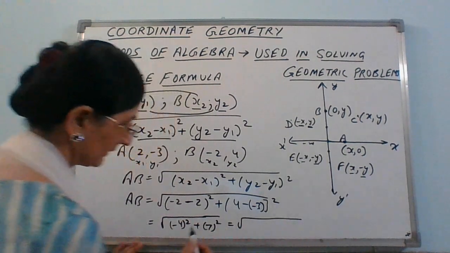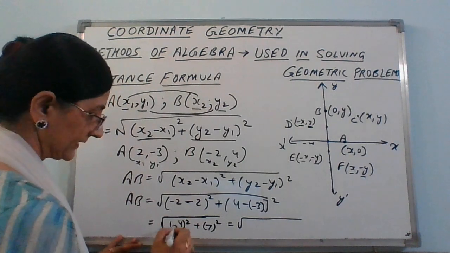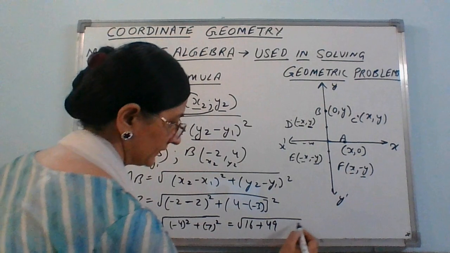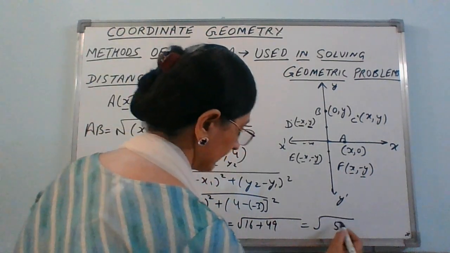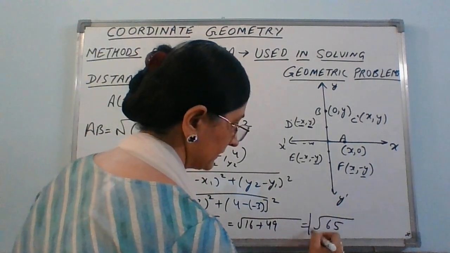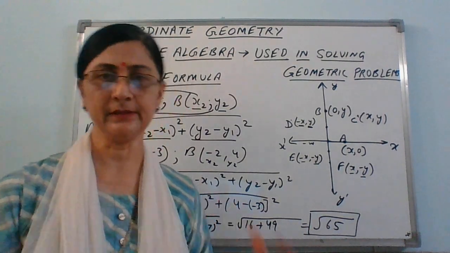Accordingly, when you square a negative term, it becomes positive. Negative, negative, positive ho jata hai. 4 fours are 16, 7 sevens are 49. Whatever answer you get, write it in the root. 49 and 16 is 65. If it is not possible to take it out of the square root, just leave the answer inside the root.